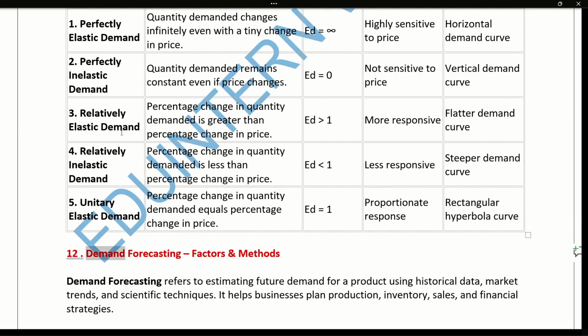12. Demand forecasting factors and methods. Demand forecasting refers to estimating future demand for a product using historical data, market trends, and scientific techniques. It helps businesses plan production, inventory, sales, and financial strategies.